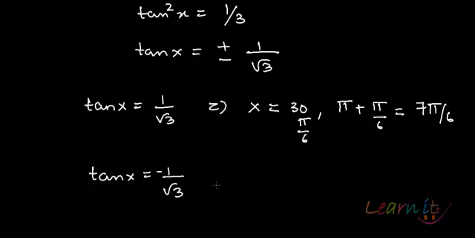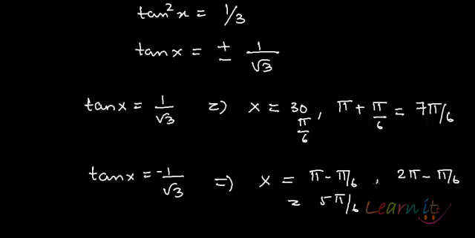And for negative, it will be negative when x is pi minus pi by 6, and so this will be 5 pi by 6, and it will be 2 pi minus pi by 6. So this will be 11 pi by 6.